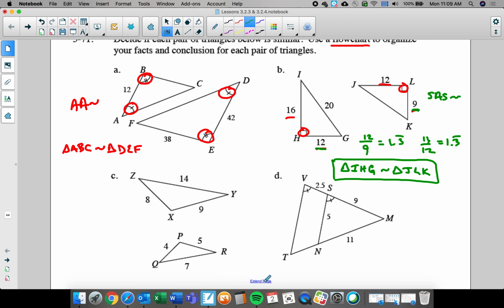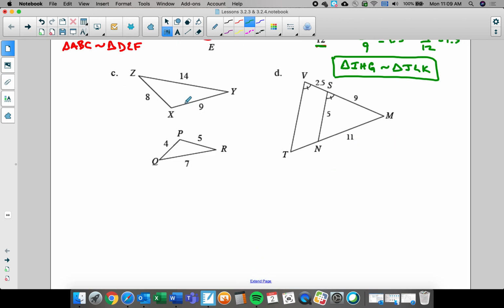In part C, in this case, what you can notice is I don't know anything about the angle, so that means angle-angle similarity is out. I also can't use side angle side either because I don't have a set of congruent angles. So in this case, I don't know for sure whether these are going to match up.